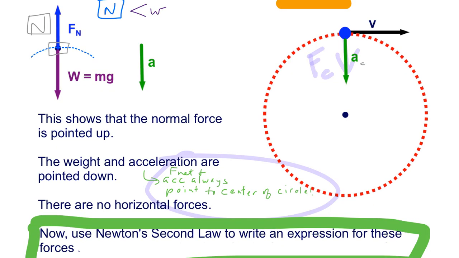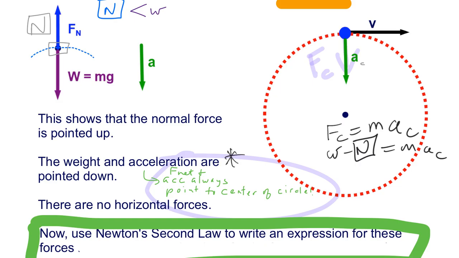So here's what I just explained on the previous page, except I'm drawing the centrifugal force over here towards the center. If I use Newton's second law, Fc equals net force equals MAC. And Fc in this case would be the bigger one minus the normal force equals MAC. And very important to realize that net force and acceleration always point to the center of the circle.